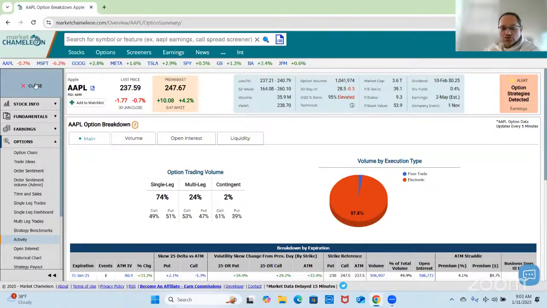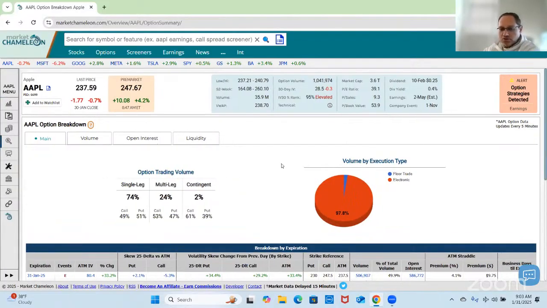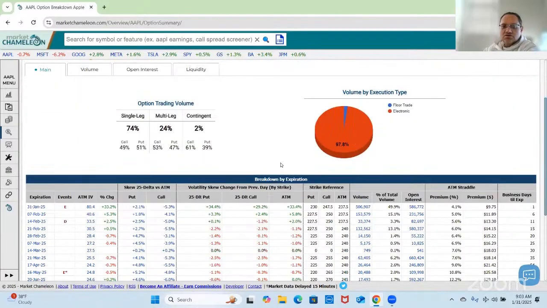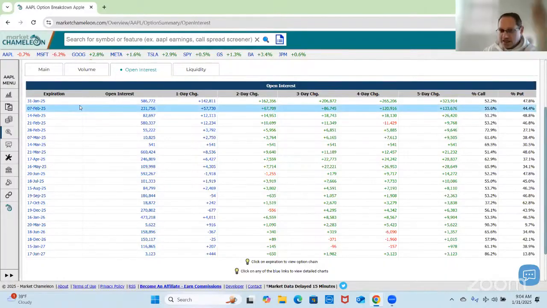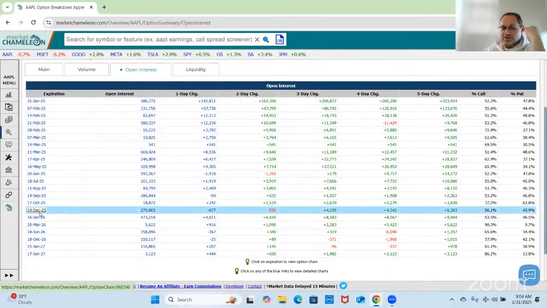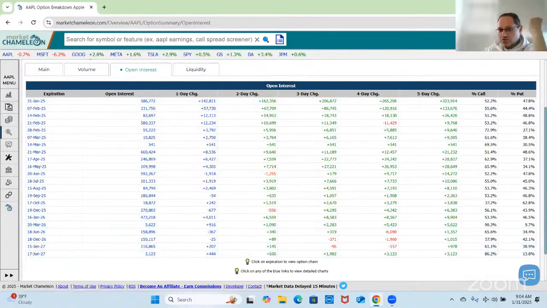I'm going to close this menu to expand our screen. And we've got a couple of different tabs up here that we could go through. And what we'll do is jump to this open interest tab up here. And here, what we see is a table, and it's organized by the different options expirations that are available to trade.